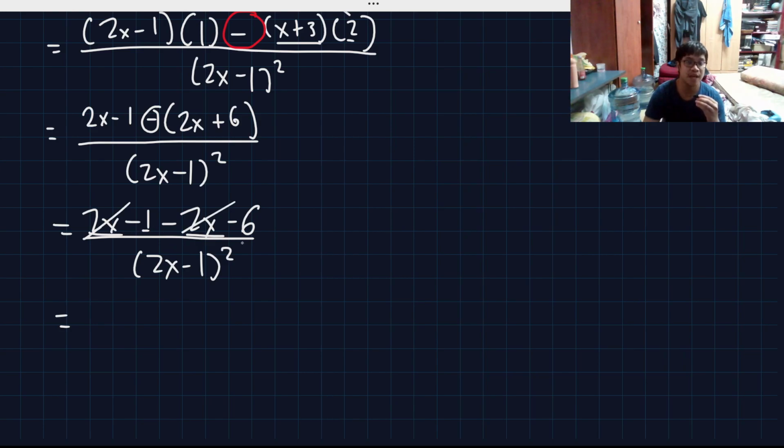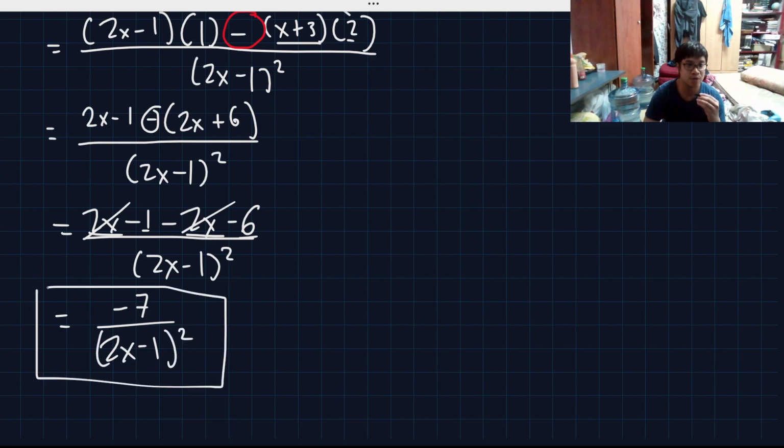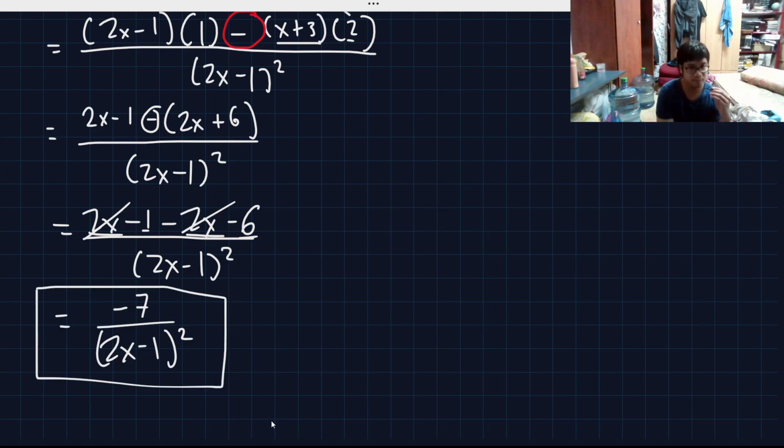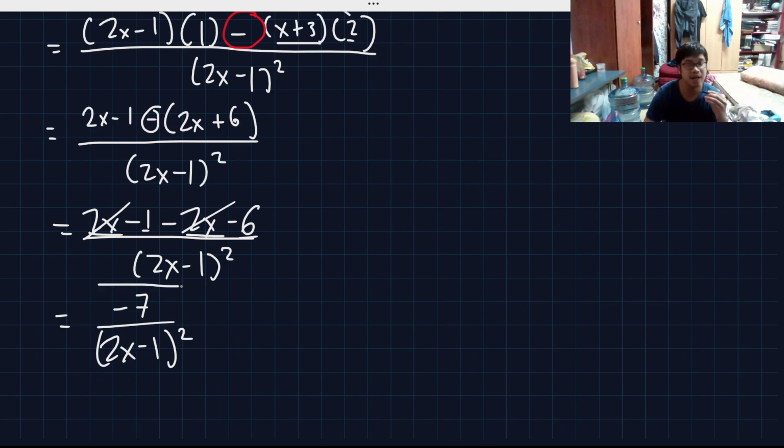Now, next we have negative 1 minus 6. Both of them are constant terms. We can combine them. This will give us negative 7 all over 2x minus 1 squared. And that is our final answer. Okay, that's it. Or, wait. So yeah, going back, that is our final answer.